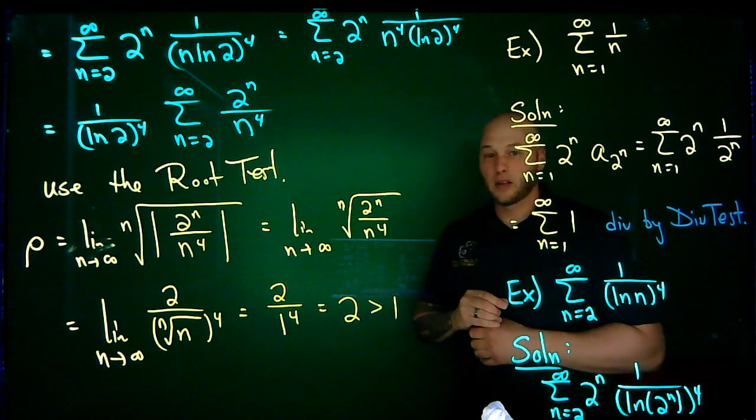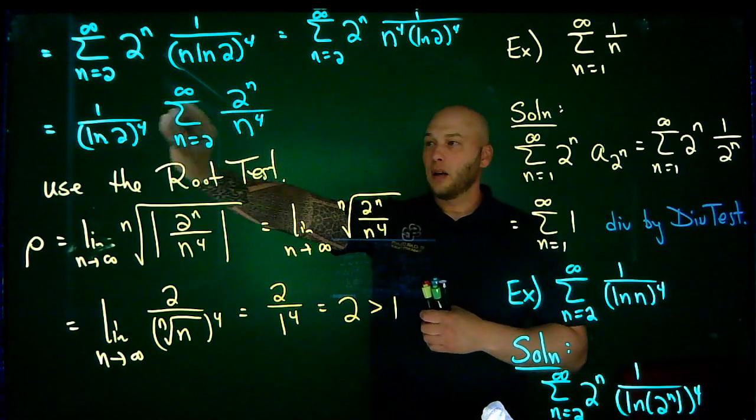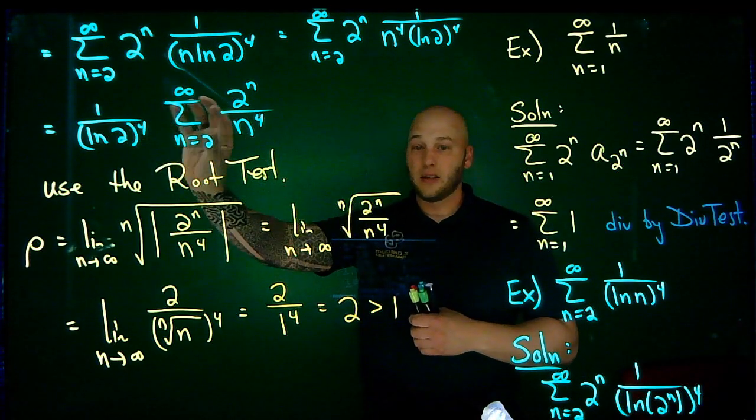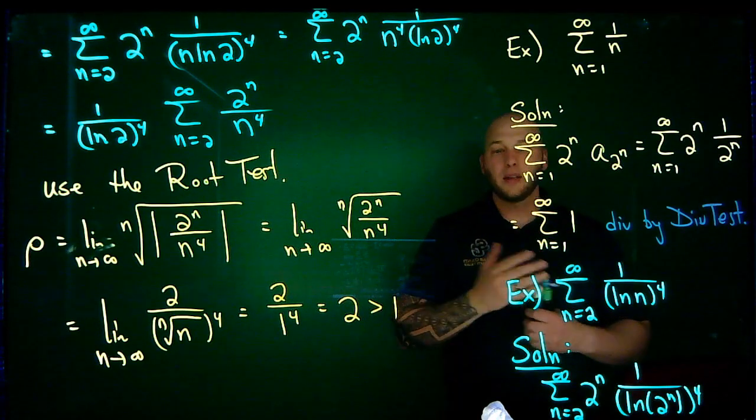Well, what series is divergent? That means that the series that we came up with right here, using the Cauchy condensation test, is divergent, and that's equivalent to the original series also being divergent.